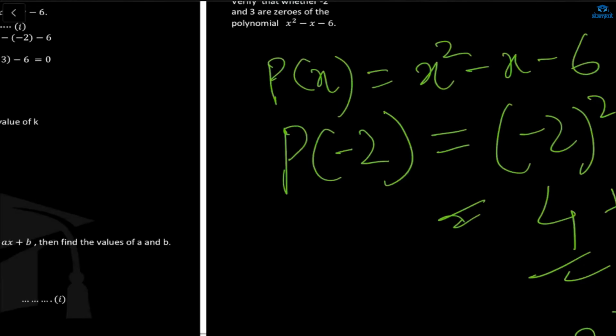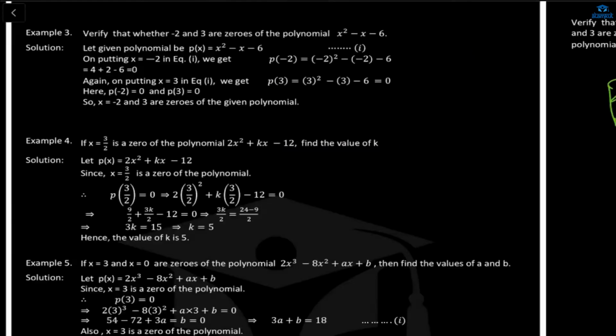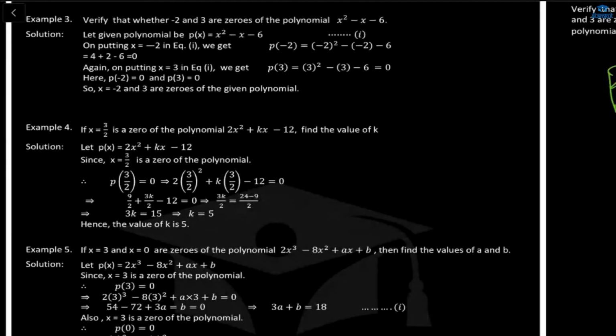Now let's see example number 4. Okay. Razi, you can switch on your camera and help me solve this question. Razi, are you there? Yes, ma'am. Okay. If x is equal to 3 by 2, it is the zero of the polynomial. It is given in the question, not asking you to verify. The polynomial here is 2x square plus kx minus 12. Now you have to find the value of k.